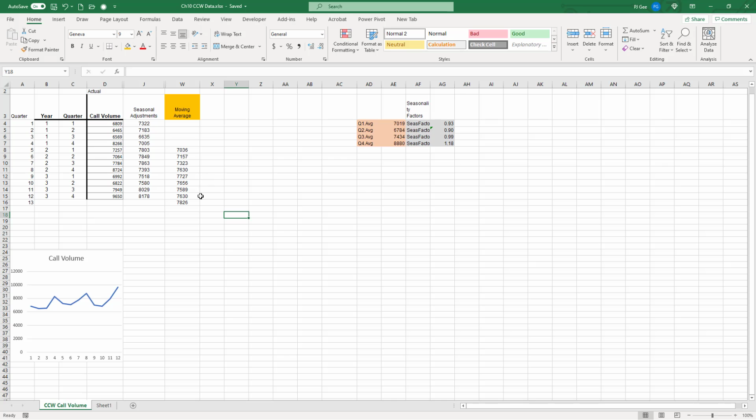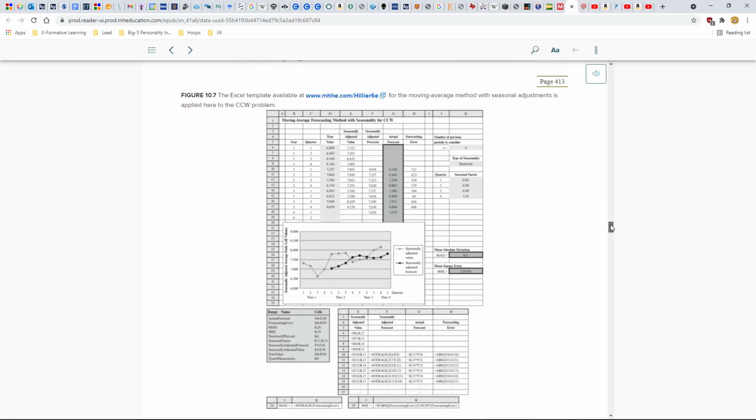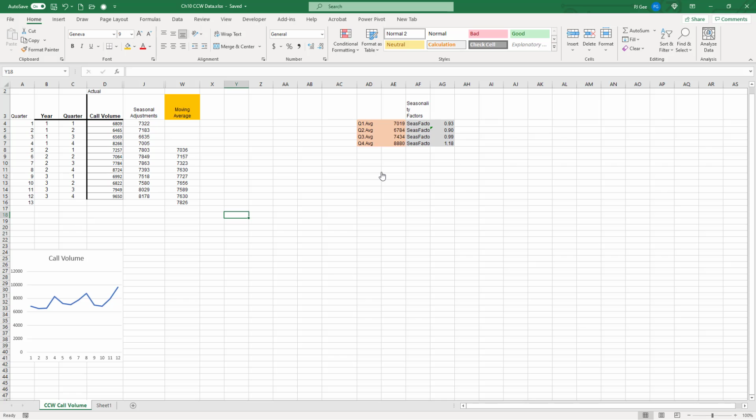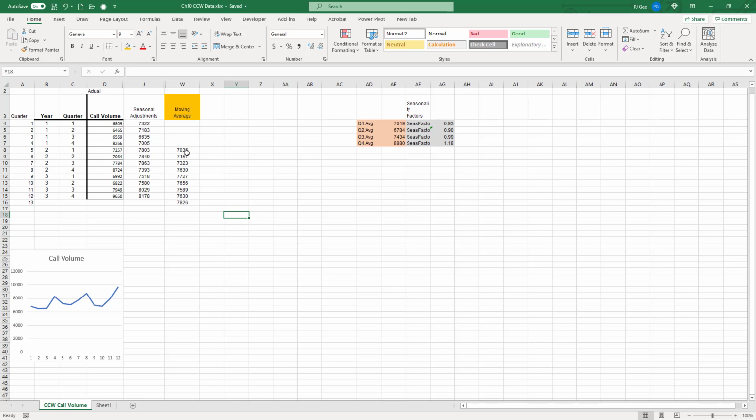Okay, so let's see how we did. Let's go see how their table looks. Did we get those right? Okay, quarter time, seasonally adjusted. Okay, 7036 down to 7826. So spot checking the numbers, we just ran a 4-quarter moving average here.